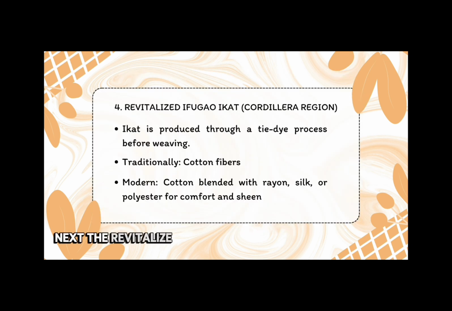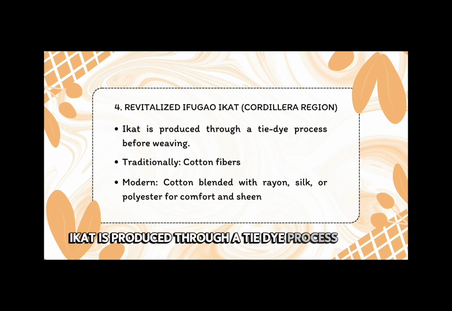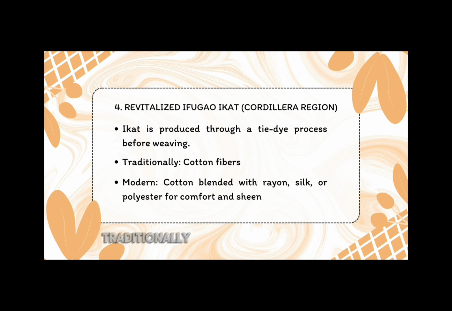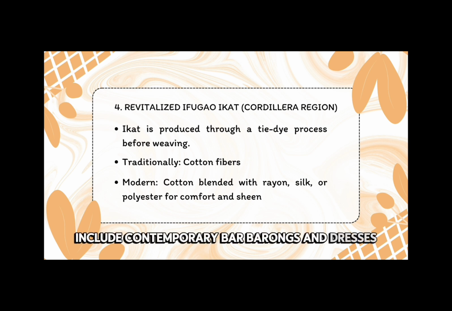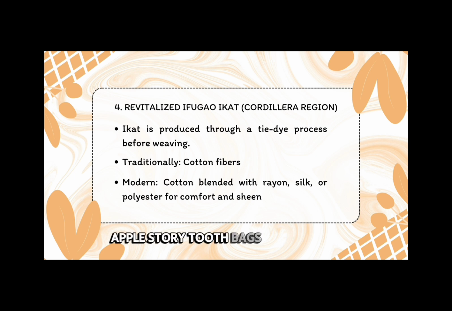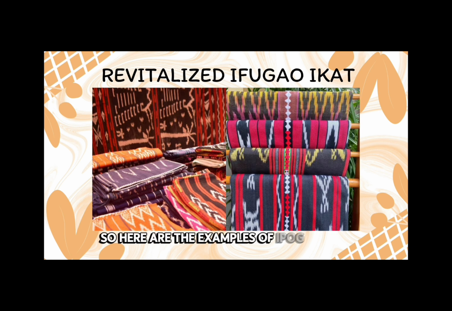Next, the revitalized Ifugao ikat from the Cordillera region. Ikat is produced through a tie-dye process before weaving. Traditionally made from cotton fibers. In modern versions, cotton is blended with rayon, silk, or polyester for comfort and sheen. The modern uses include contemporary barongs and dresses, upholstery, tote bags, and wallets. So here are the examples of Ifugao ikat.